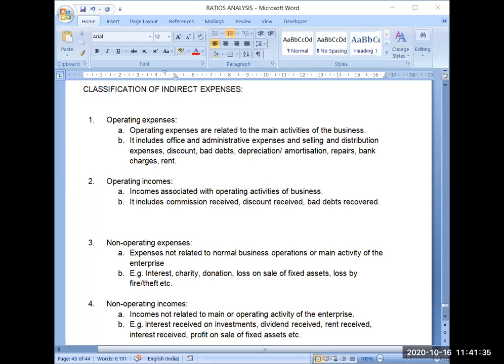Or sometimes you face loss by fire, loss by theft. So that is also non-operating expense.